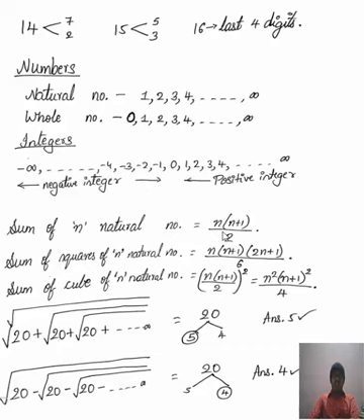The sum of n natural numbers is given by n into n plus 1 by 2. The sum of squares of n natural numbers is given by n into n plus 1 into 2n plus 1, all divided by 6. The sum of cubes of n natural numbers is given by n into n plus 1 by 2 whole square, which equals n square into n plus 1 whole square by 4.